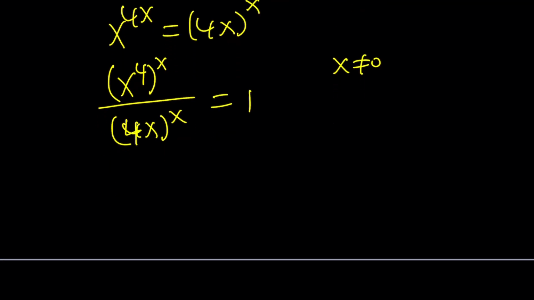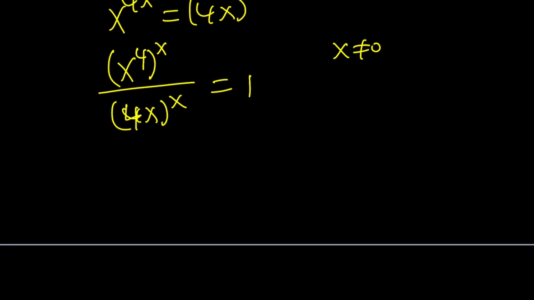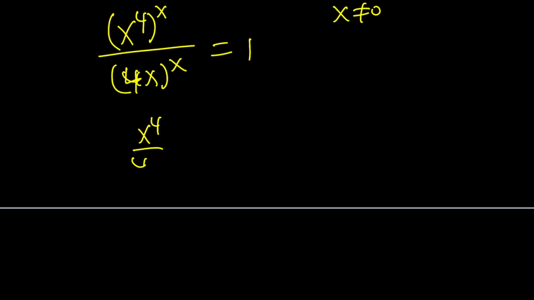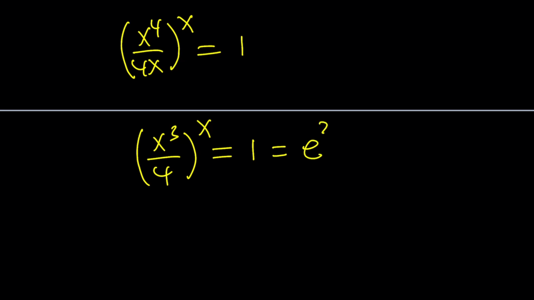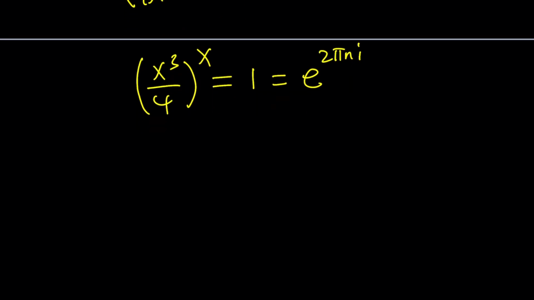Okay, now, what do you do with this? We have a common x, so we can kind of try to take it out and then simplify the inside. Again, assuming that x does not equal 0, we get x cubed over 4 to the power x equals 1. And then the fun part begins. You can go ahead and set this equal to a complex number. In other words, we're going to complexify this. We can write it as e to the power 2 pi ni, which is basically what 1 is in many forms. And then natural log both sides. You're going to bring the x to the front, so it's going to be x ln of x cubed over 4 is equal to 2 pi ni.